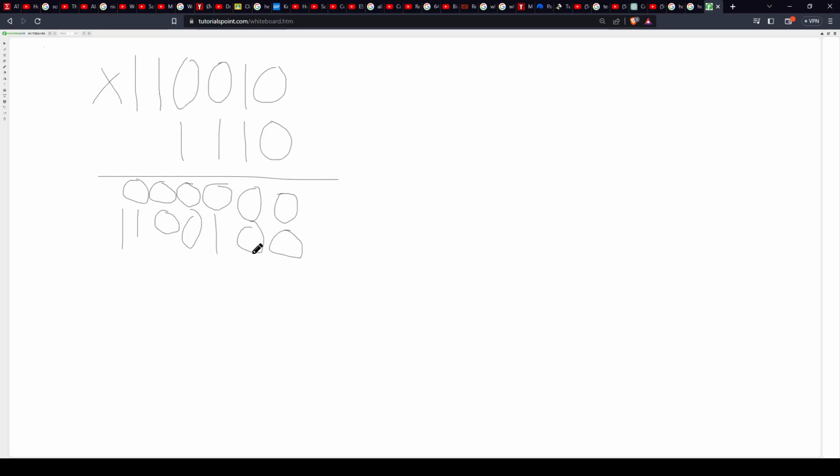Now we have to add two more zeros because we're on the third bit. So we added no zeros here. We added 1 zero here, 2 zeros here, and so on and so forth, depending on how many bits we have down here. 1 times 0, 1 ones, 1 0 is 0, and 1 0 again is 0.